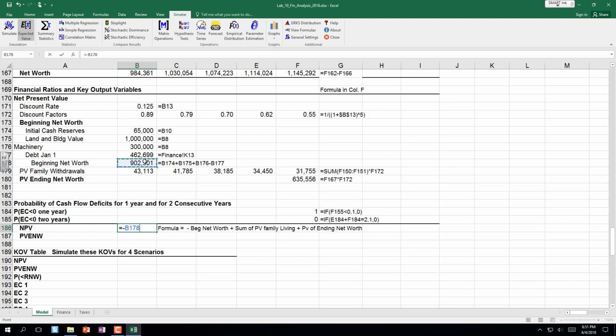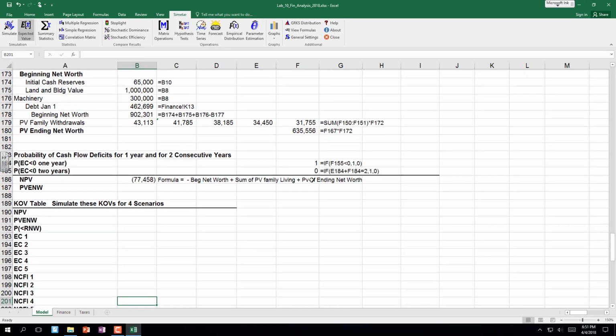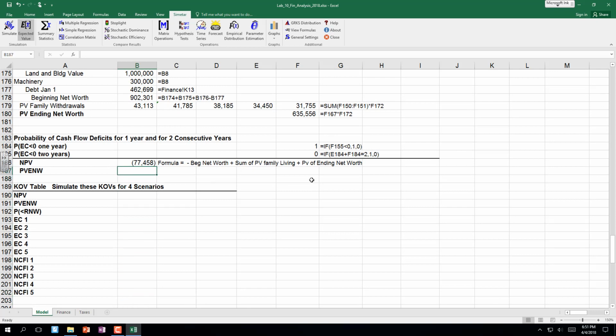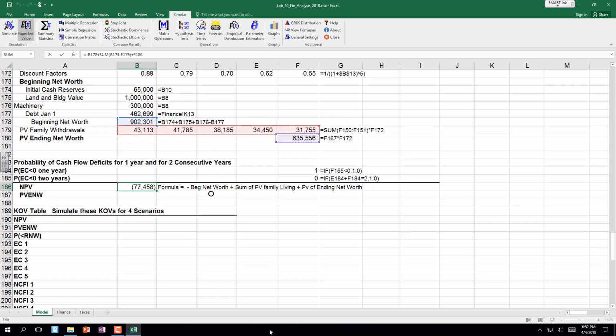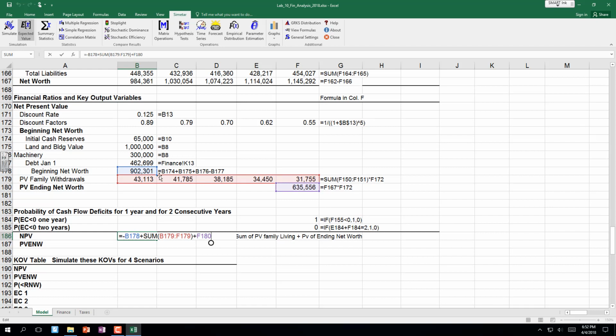Okay. I'm going to add to that the sum of these family withdrawals in present value terms. I'm going to add to that the present value of ending net worth. And it's minus $77,000. So it's minus the blue plus the red and the purple.